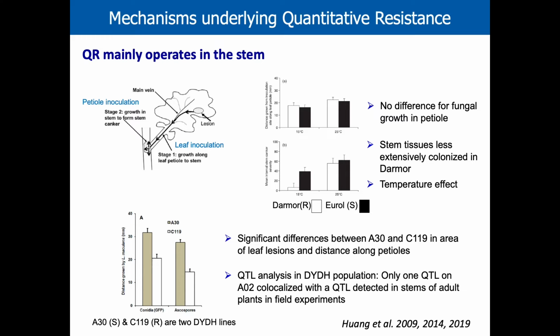We then performed a QTL analysis in the DYDH population with leaf inoculation. We studied the growth of Leptosphaeria maculans in the leaves and in the petioles. Many QTL were detected, of which only one on A02 co-localized with a QTL detected in the field. This confirmed that most of the quantitative resistance operates in the stem, and only a small part could occur in other organs, and this depends on genetic background.